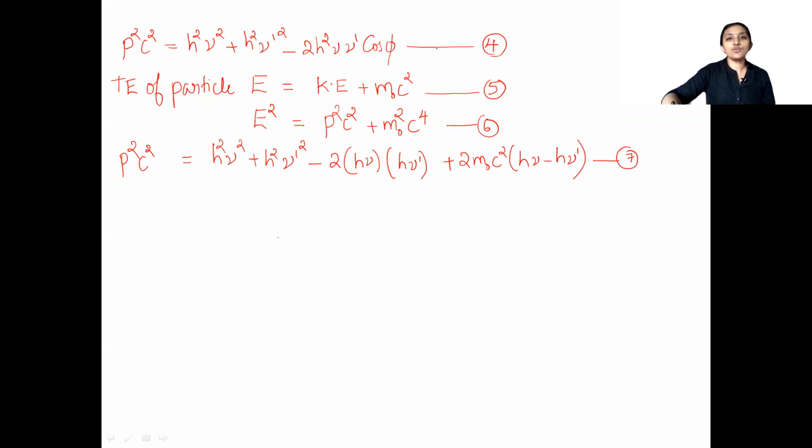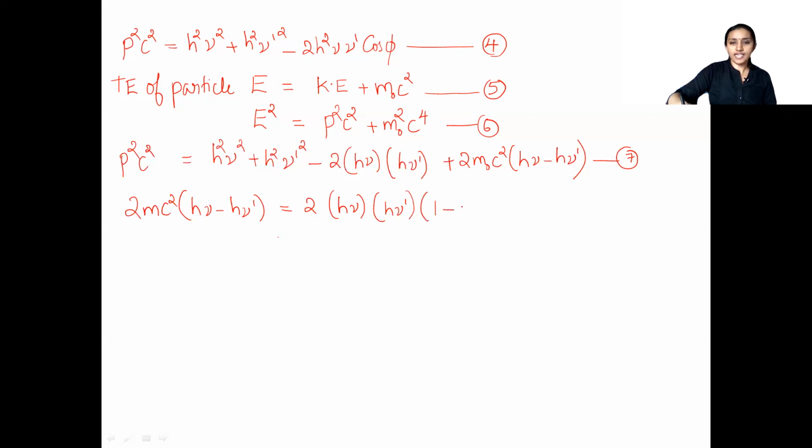So now we have two equations, equation 4 and 7, with the left hand side being p squared c squared. So we can equate both of them, and on expanding and solving, we would arrive at an equation that is 2mc squared into h nu minus h nu dash equals twice of h nu into h nu dash into 1 minus cos phi. This is equation number 8.